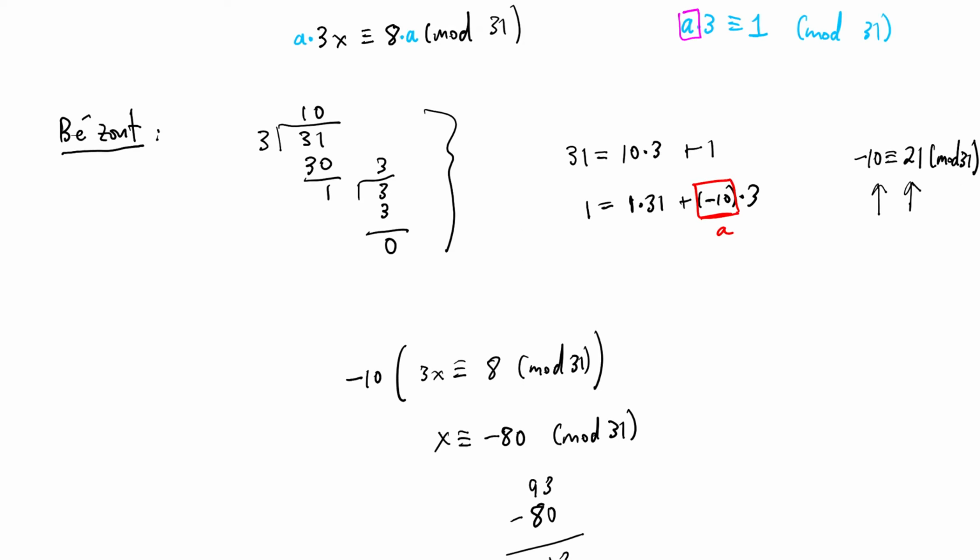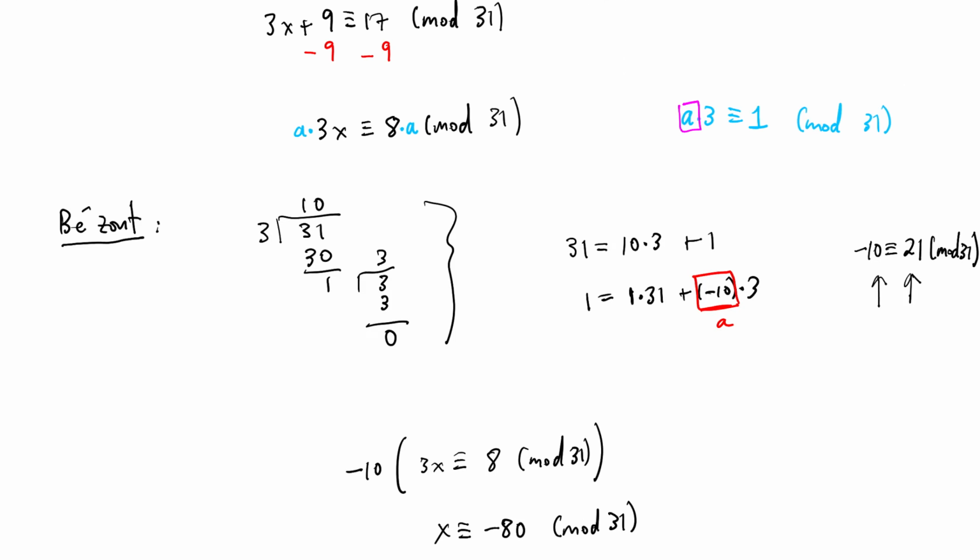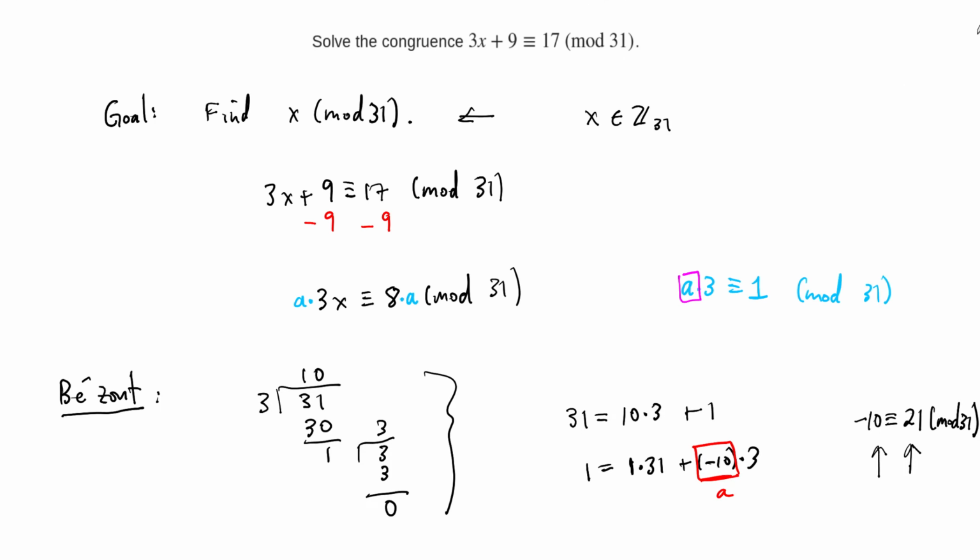Notice we used the Euclidean algorithm and the Bezout coefficient method. We solved the congruence. Everything is good. We are happy. And then you can plug into here to make sure this really works. Let's check it. 3 times 13 plus 9 is equal to 39 plus 9, which is 48. 48 minus 31 is, oh boy, 17. So now we can smile.